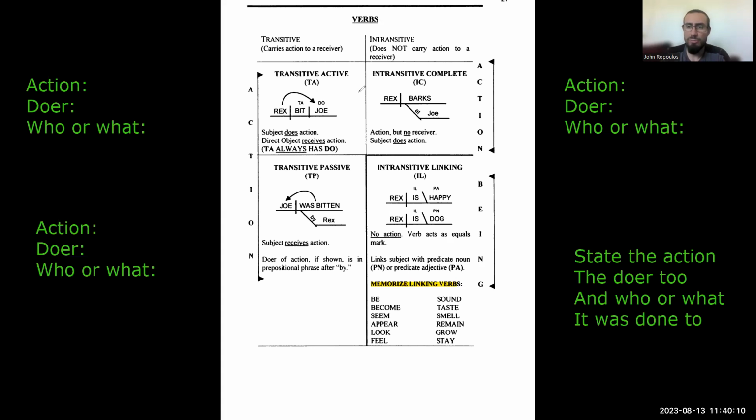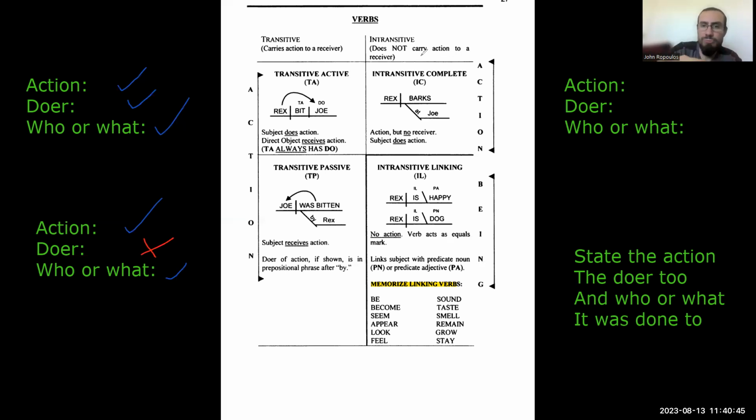Does the transitive active verb have an action? Bit, yes, it does have an action. Does it have a doer? Rex, yeah, it does. Okay, cool. Who or what it was done to? Joe. Okay, it has both. Look at the next one. Transitive passive. Does it have an action? Yep. Does it have a doer? No. Who or what it was done to? Yep, Joe, right? We don't have a doer in transitive passive.